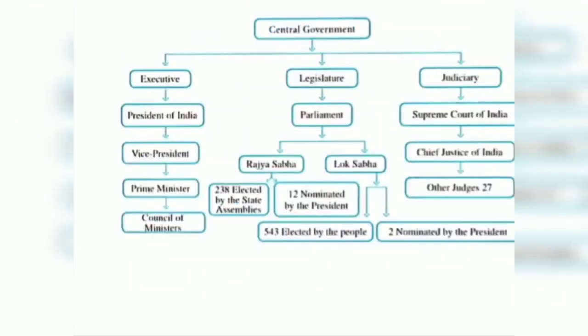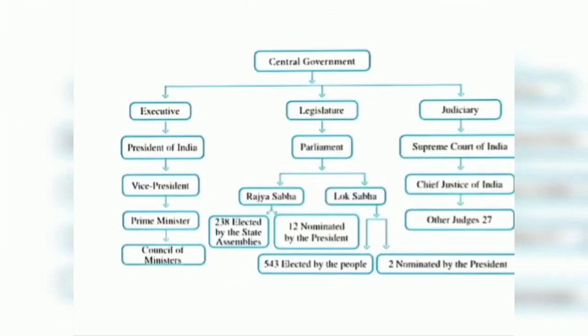Okay, children. The next topic is given here. See in your book, page number 248, it is given: the central government consists of three bodies: executive, legislature, and judiciary. Under the executive there are the President of India, Vice President of India, Prime Minister, and Council of Ministers, and the Attorney General also. It is given in your book, children.